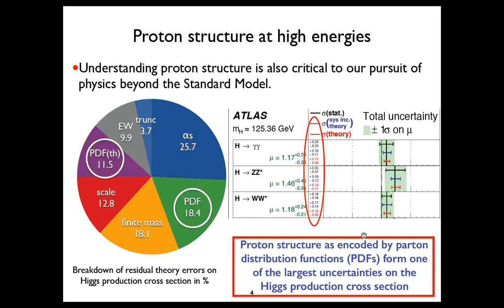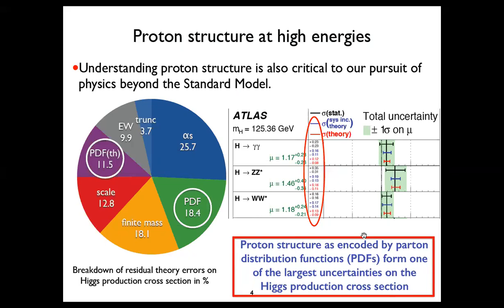You can break this error down, and that's done in this pie chart on the left, into its various components. And what you can see is that one of the larger components is the understanding of proton structure as encoded in the parton distribution function. You can see two different pieces there. The so-called PDF error is the usual propagation of experimental errors through the PDF fit. The purple one labeled PDF theory is some estimate of how much unknown higher order corrections to the hard coefficient functions used to extract PDFs affect the Higgs cross-section. The point of this slide is that proton structure is one of the largest uncertainties in understanding the properties of the Higgs. And this is where perturbative QCD, part of my talk, comes into it.